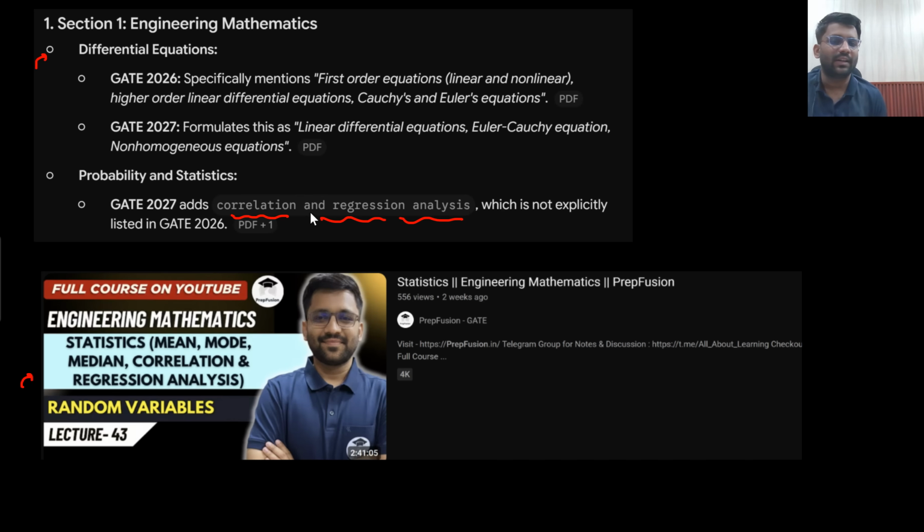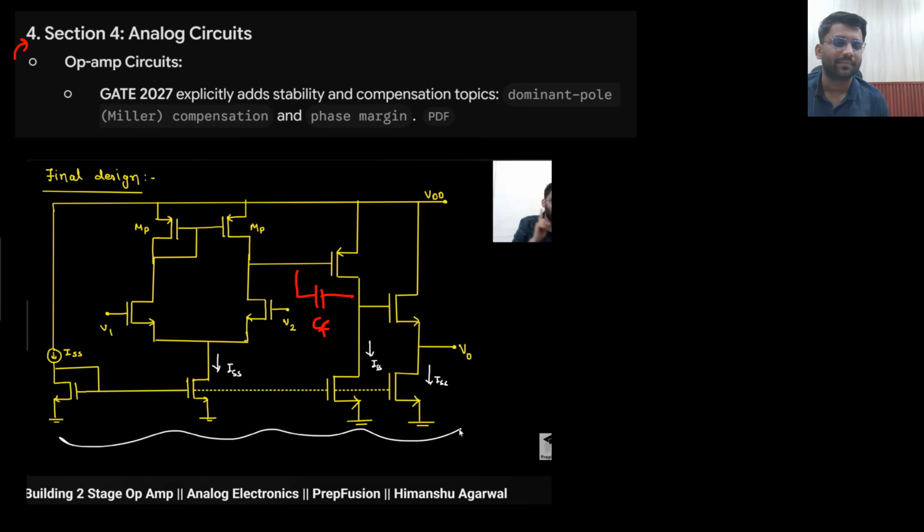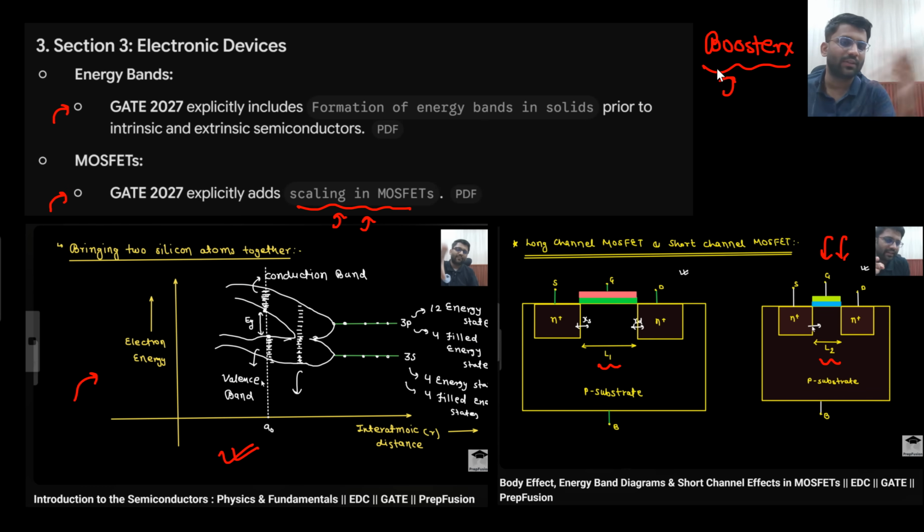Regression analysis, correlation analysis. In this video as well, you will find me saying that this could be added in EC as well, because we are moving towards AI, right? So now today, this year, this has been added. Last year in Booster X only, you would see there is a question from short channel effect. From scaling in MOSFETs only, there is a question from my side in Booster X.